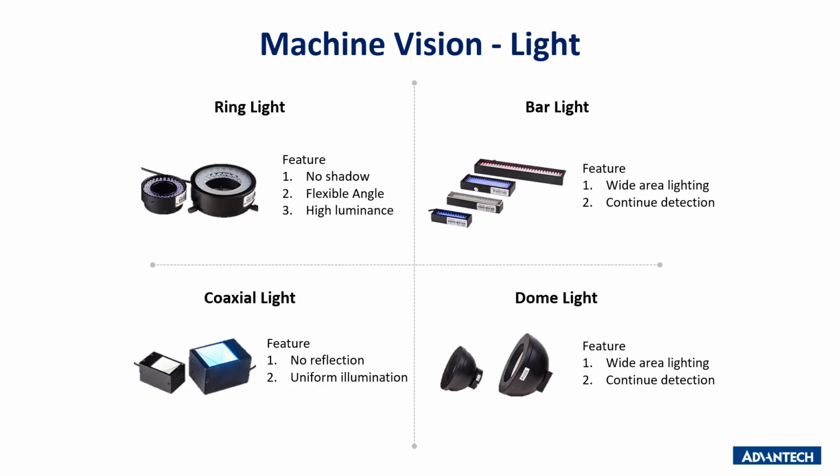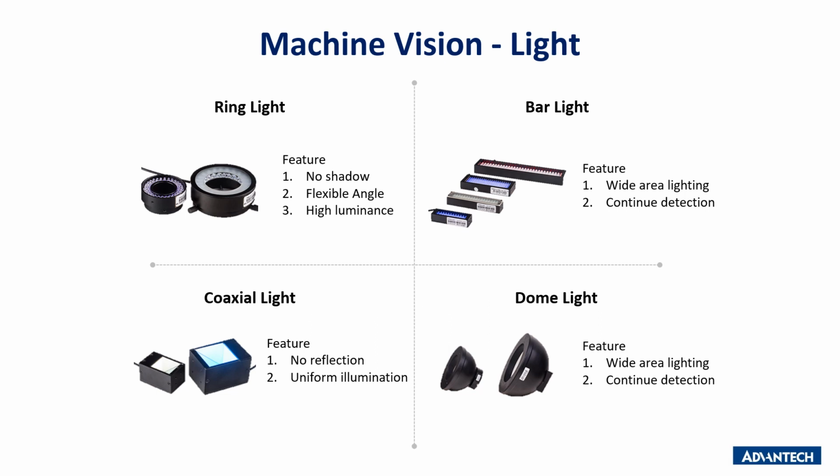In this page, we will talk about the light introduction. First is ring light. Ring light has a flexible angle with no shadow. It can show the item's 3D information. Therefore, it is suitable for IC detection.